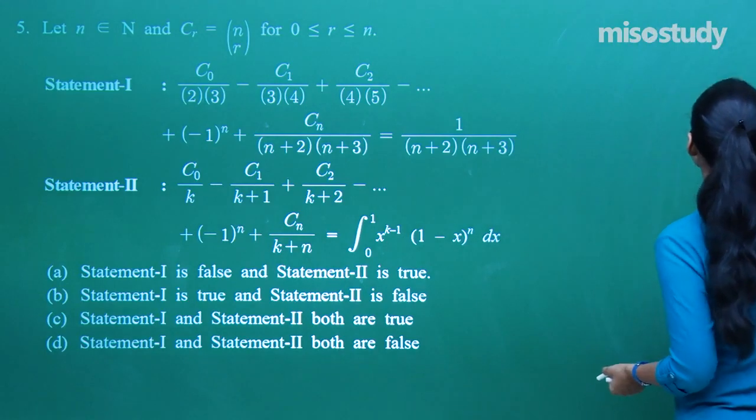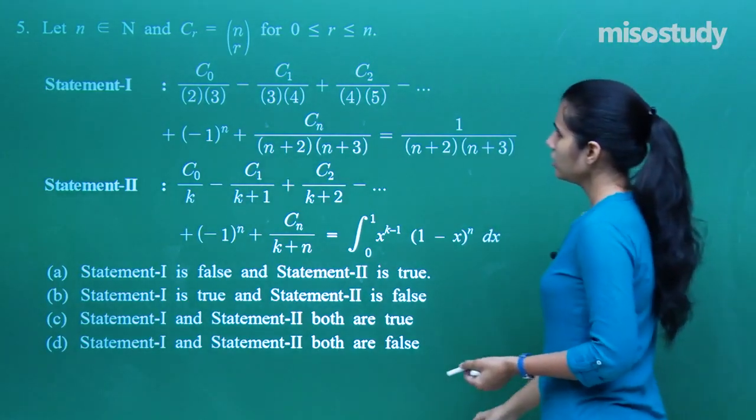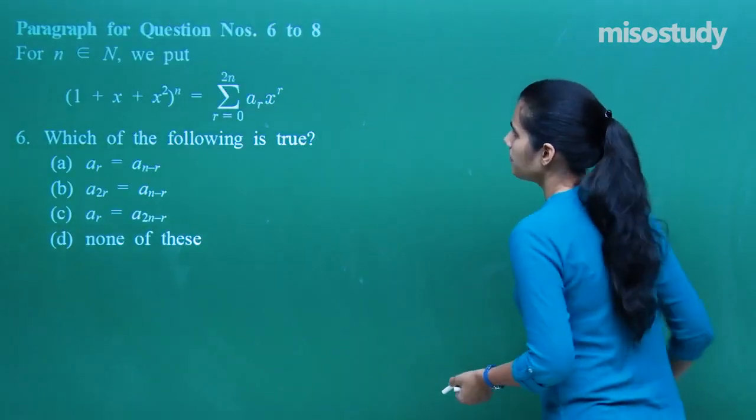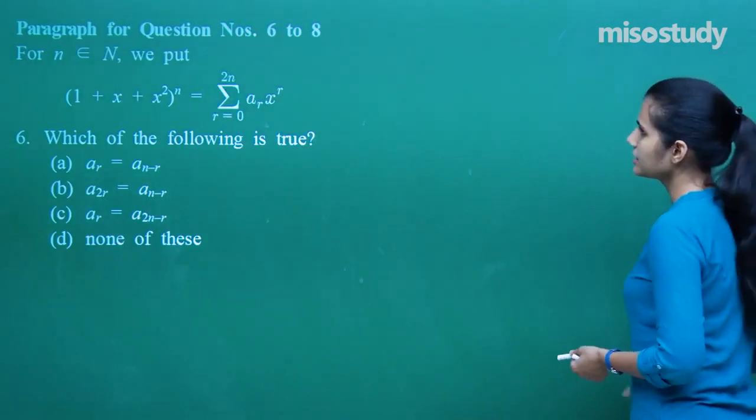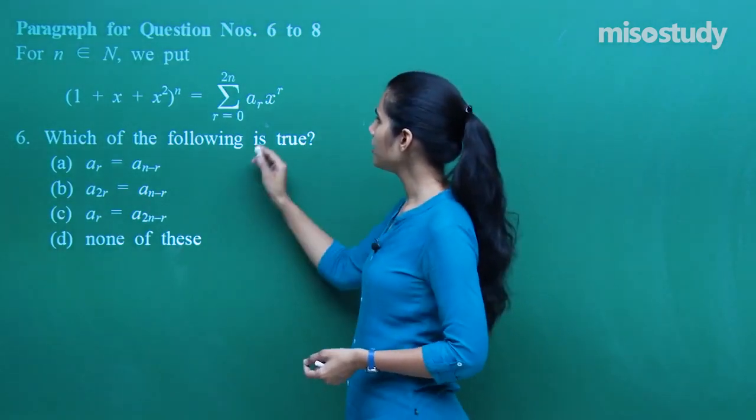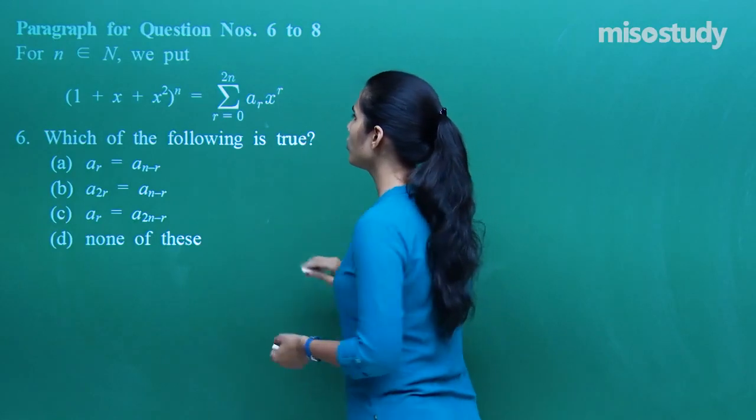Let's talk about the next question. It is a paragraph question. Let's talk about this. It says that 1 plus x square whole to the power n is this expression. Which of the following is true?